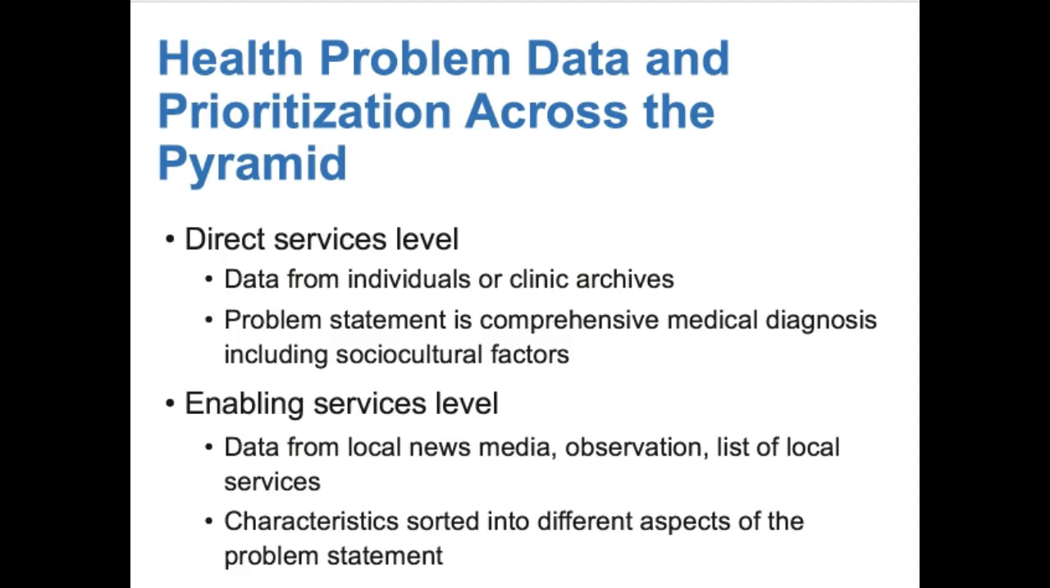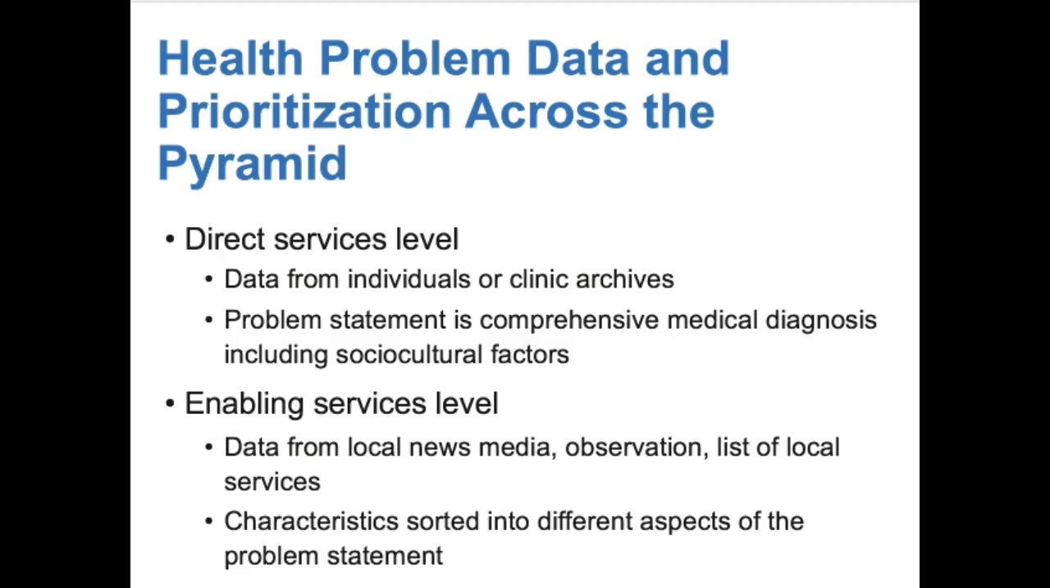In week 1, we talked about the public health pyramid and the different levels at which public health work can occur. At each of these levels, there are different types of data that can be used to prioritize the health problem. Direct services data are probably some of the most common as they come from individual patients through surveys, electronic health records, etc. Because the information captured is from individuals, the health problem statement tends to be for a small, highly homogeneous target population and address a personal, episodic issue.